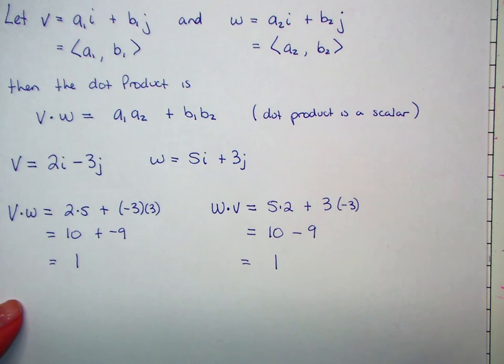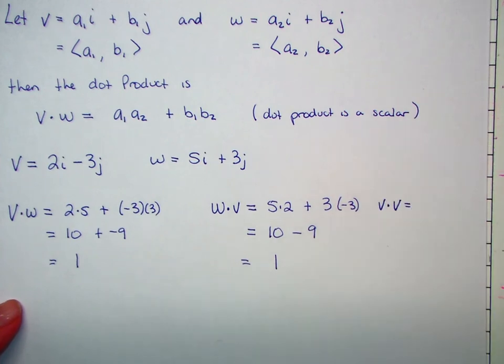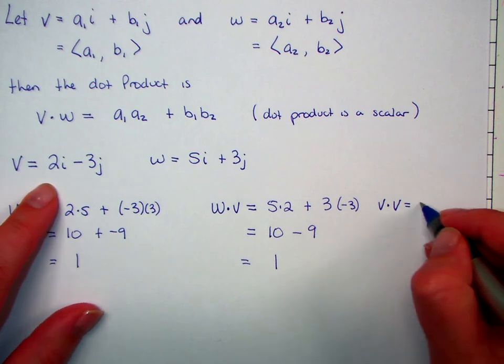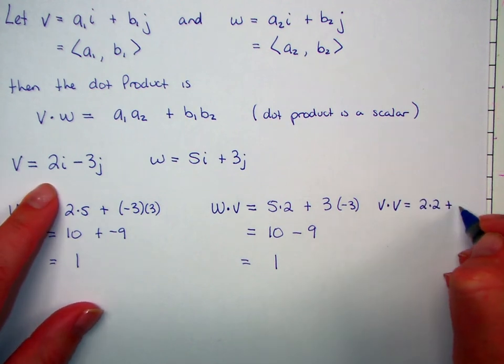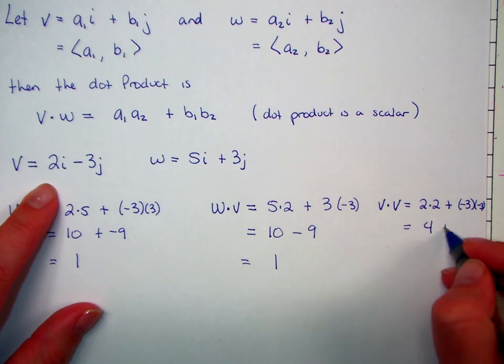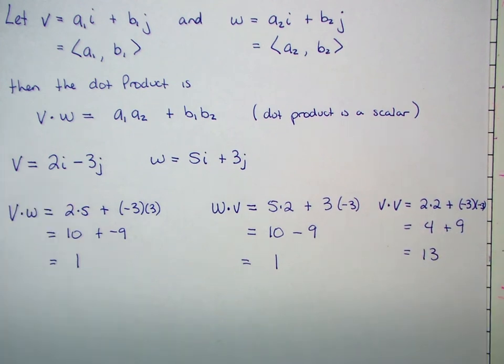Now, one more. You can do a dot product of a vector on itself. So if I were to do v dot v, I'm going to multiply 2 times 2 plus negative 3 times negative 3. So this is going to be 4 plus 9, which is 13.